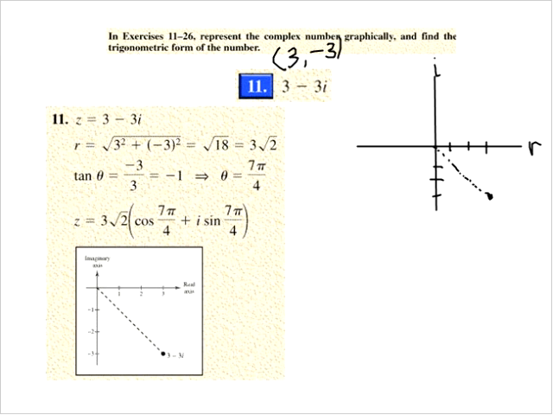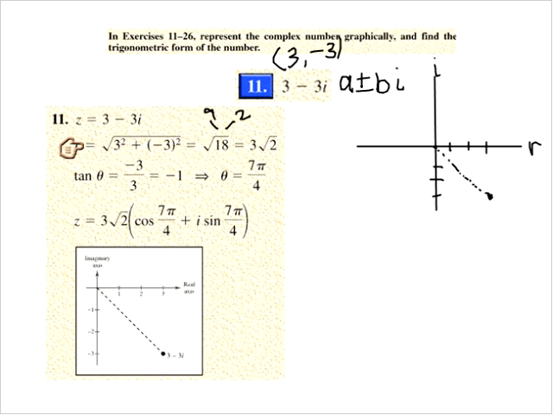In order to do that, we need an r and a theta. To find r, we are just going to take the square root of a squared plus b squared. I'm going to call it a and b because usually the standard form is written a plus or minus bi. So a in this case is positive 3, and b in this case is negative 3. So 3 squared plus negative 3 squared, well that's 9 plus 9, which is 18. We can simplify that square root of 18, 9 times 2, and the square root of 9 is 3. So that's how we get 3 square root 2 for r.